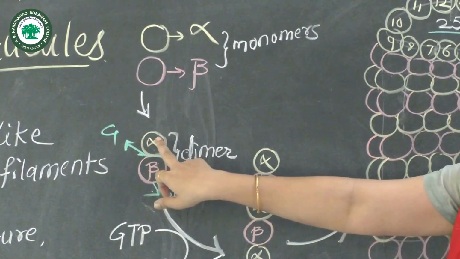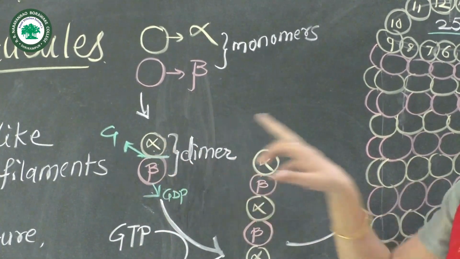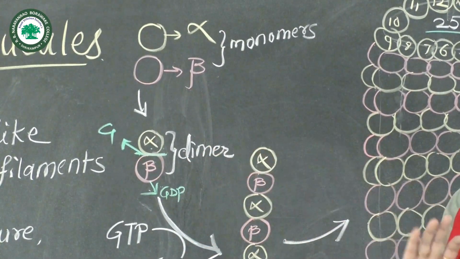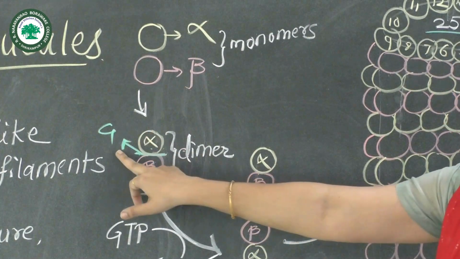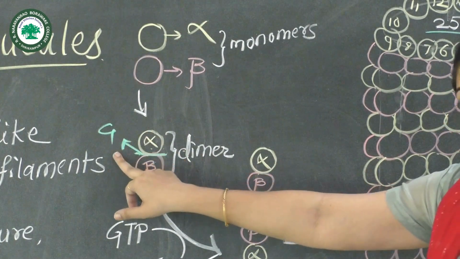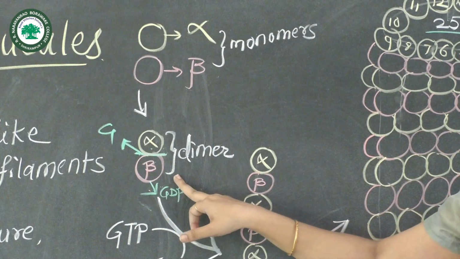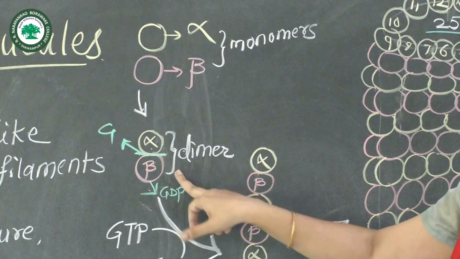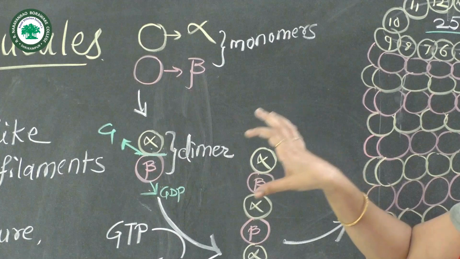Once again I will tell you, at the alpha site there is the N site, the N terminal. There is a binding site for guanine. After attachment of guanine, it attaches to the beta tubulin, and so it forms a dimer.